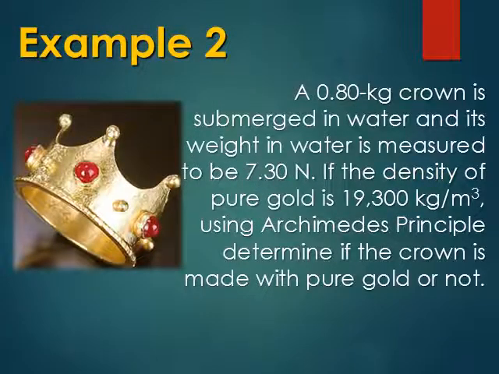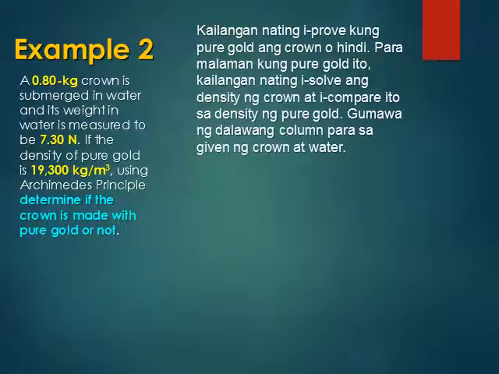Okay, let's have another example. A 0.8 kilogram crown is submerged in water and its weight in water is measured to be 7.30 newtons. If the density of pure gold is 19,300 kilograms per cubic meter, using Archimedes' principle, determine if the crown is made with pure gold or not. Okay, so again, kailangan nating i-prove dito kung pure ba na gold yung crown o hindi. So, para malaman natin kung pure ito, kailangan muna natin isolve ang density ng crown at i-compare ito sa density ng pure gold. So, again, gagawa muna ulit tayo ng dalawang column para sa crown and sa water.